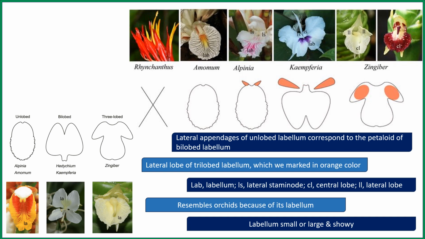You can see in the picture, the labellum is demonstrated in each flower of different genera. LS represents the lateral staminoid, CL represents the central lobe, and LL represents the lateral lobe. You can see the lobe that is attached to the labellum. Because of this labellum, they resemble the orchids. This labellum can be small or large, and they can be showy.